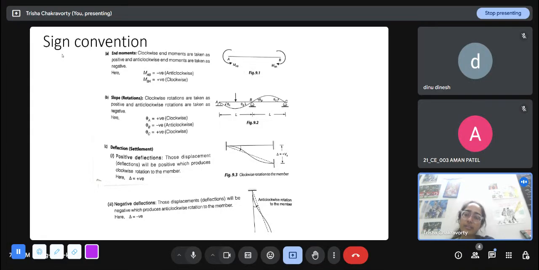So there are some sign conventions for end moments. Clockwise end moments are taken as positive, and anti-clockwise end moments are taken as negative.